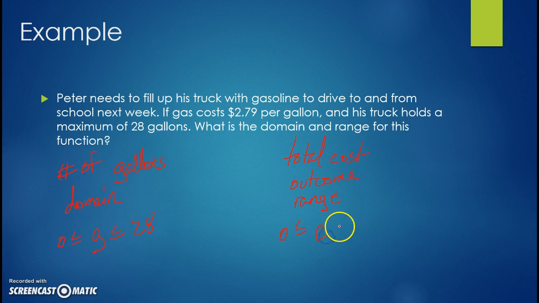We're going to put C for cost. And then it's going to be 2.79 times 28 gallons, whatever that is. And so again, sometimes it helps to think of the outcome as the range and what's causing the outcome as the domain.